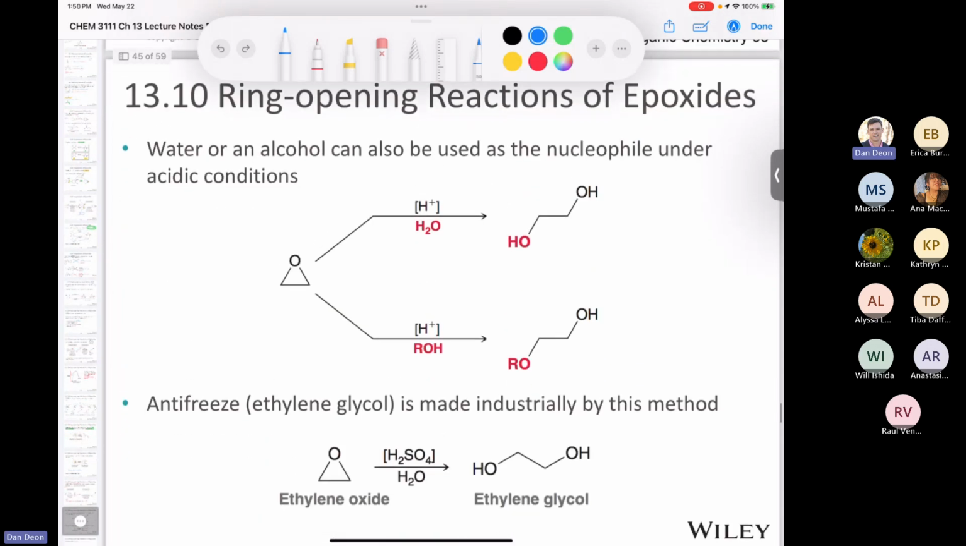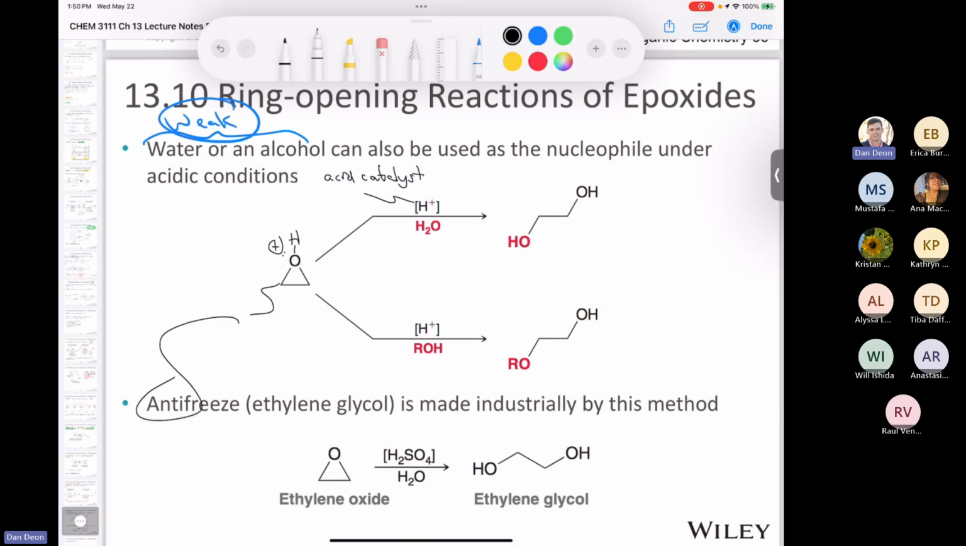Water or an alcohol, are these good nucleophiles? No, those are very weak nucleophiles. But if you treat it with a source of protons first, what's that going to do? You're going to protonate it. Remember that H plus in square brackets means acid catalyst. That's going to protonate it, and you end up with this.